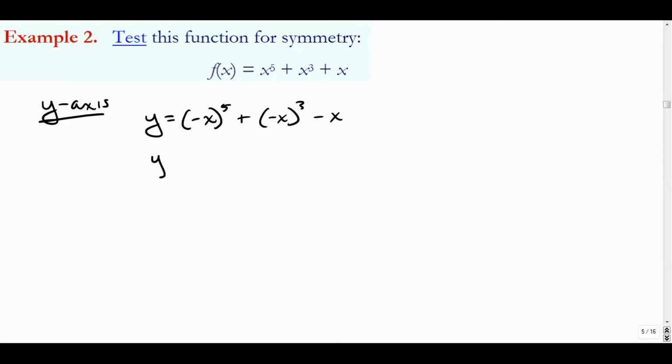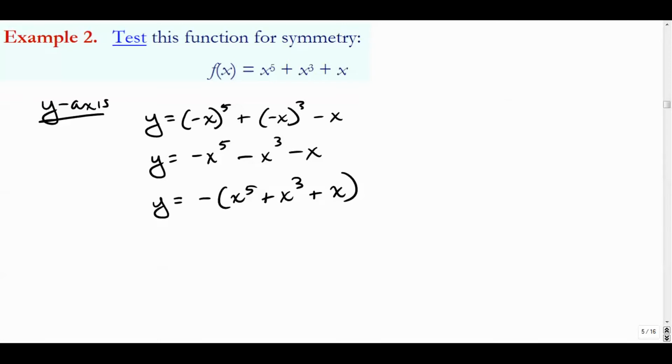Plus x minus x. And I'm just going to simplify this. A negative number to an odd power stays negative. So those are all like that. If I pull a negative out of all that stuff, I am left with the opposite of the original. These are opposites of each other. They're not the same. So this does not have y-axis symmetry.